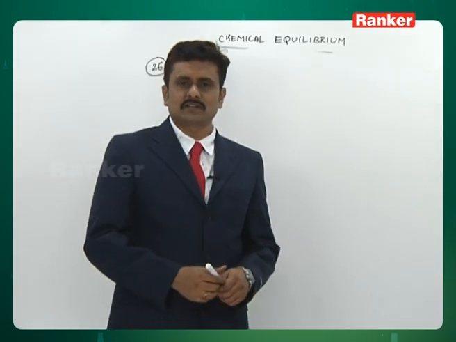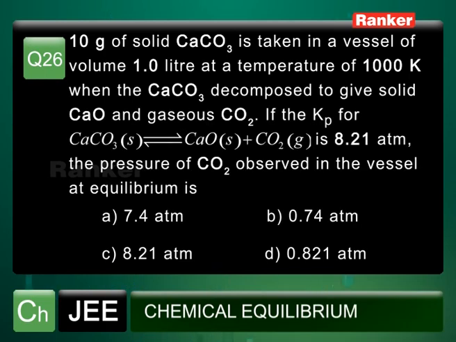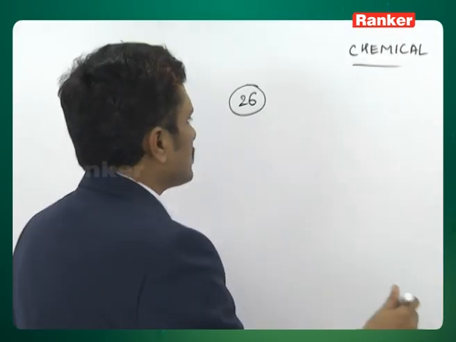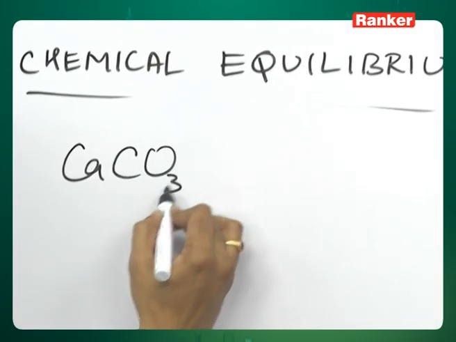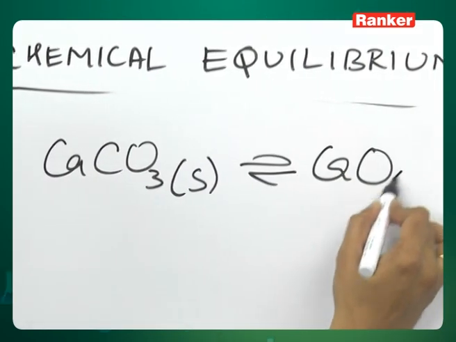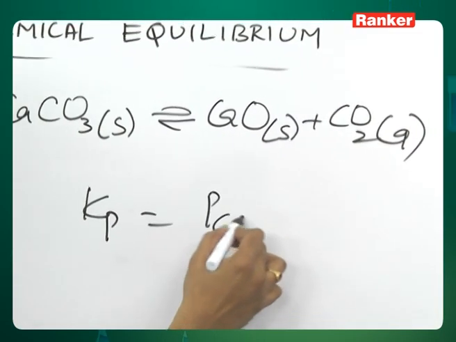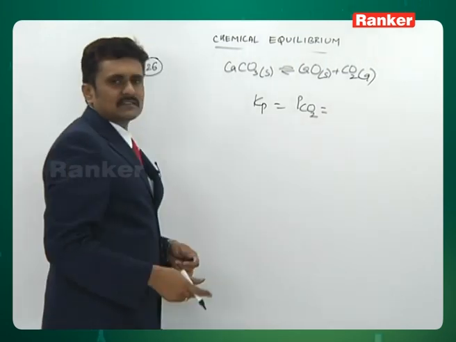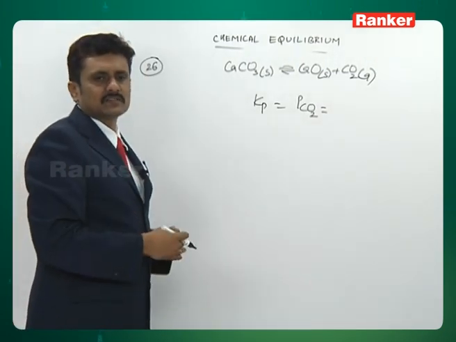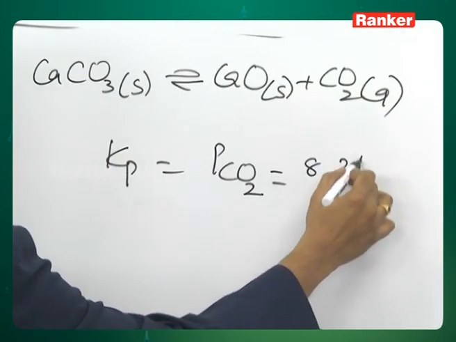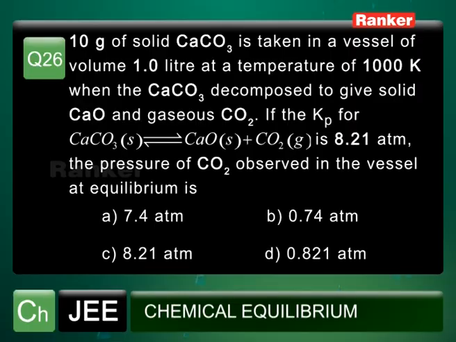We have 10 gram of solid calcium carbonate taken in a vessel of 1 liter volume at 1000 Kelvin. When CaCO3 decomposes to give CaO and carbon dioxide, and Kp for the dissociation of CaCO3 is given, the pressure of CO2 in the vessel is being asked. When you have taken CaCO3 and it reaches equilibrium, we have no ambiguity in writing the Kp for this equilibrium as the partial pressure of CO2, since it is mentioned that this reaction has reached equilibrium in that particular vessel and the Kp value happens to be the partial pressure of CO2. Therefore, the correct answer for this question is option C.